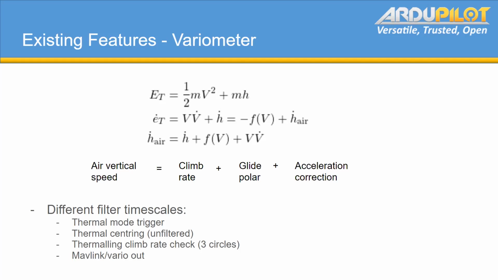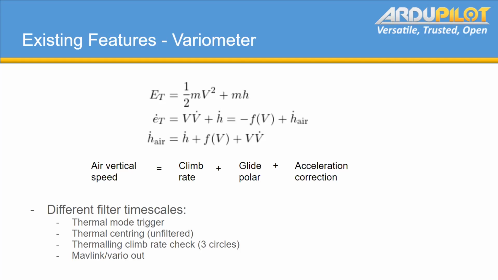This can be done by effectively measuring the climb rate of the glider and then adding on various corrections. So there's two principal corrections at present. The first one is the natural sink rate of the glider in still air, the glide polar. So even if the air is not moving at all, the glider will descend at a rate which is related to the airspeed it's flying at. And that's related through the glide polar.